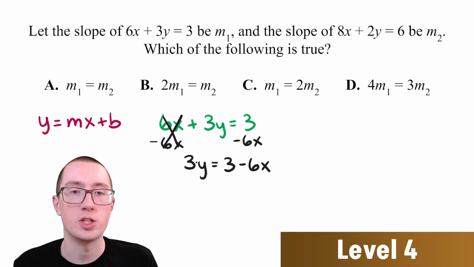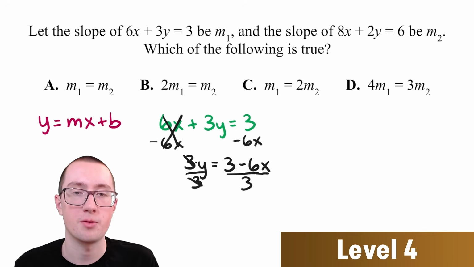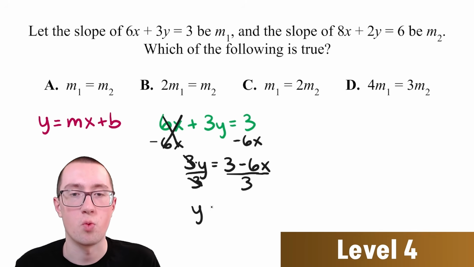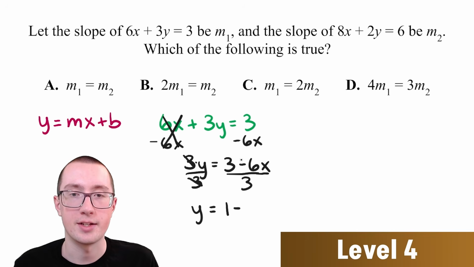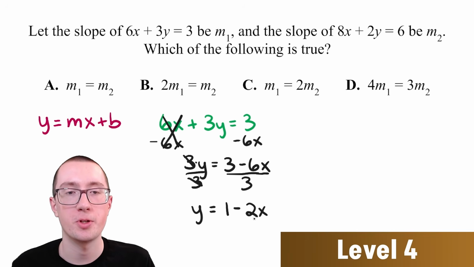And now finally, we just need to get rid of this 3 being multiplied to y. So I'm going to do the opposite of multiplication, which is division. So the 3's cancel out. On the left side, we just have y, and on the right side, we have to divide the 3 from both parts. So 3 divided by 3 is 1, minus 6 divided by 3, which is 2. And then the x is just going to stay. And now our equation is in the slope-intercept form.